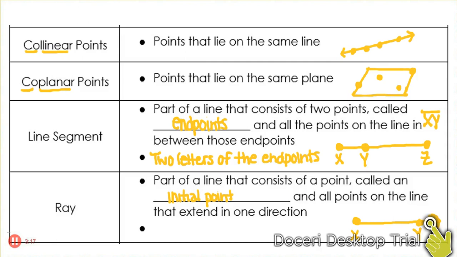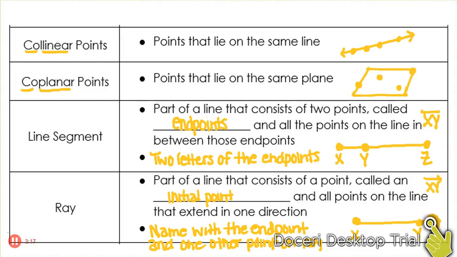And so the way I name a ray is I'm going to name it with the endpoint and one other point on the ray. So in this case, I would name this ray XY. And the way we name a ray is we actually put a ray symbol on top of those two letters, XY.